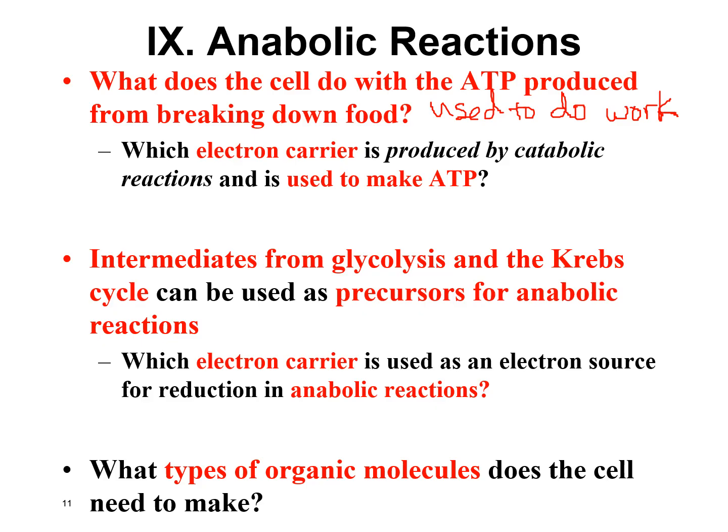Okay, and then our next question, which electron carrier is used by catabolic reactions and is used to make ATP? So this would be NADH. Those electrons carried by NADH will go to the electron transport chain, get dumped off there, and that'll be used to make ATP.